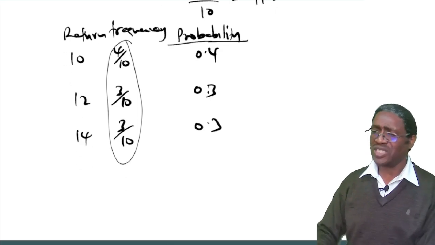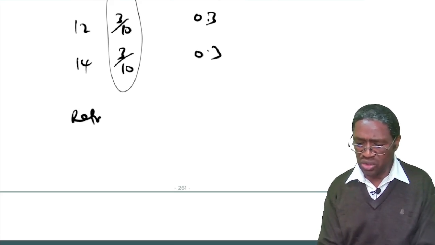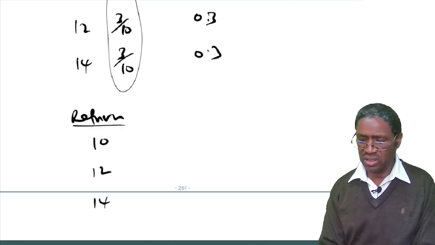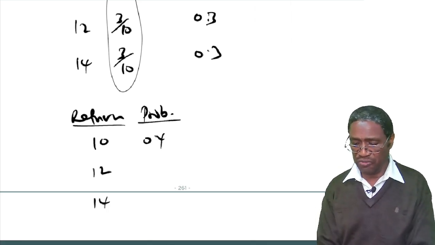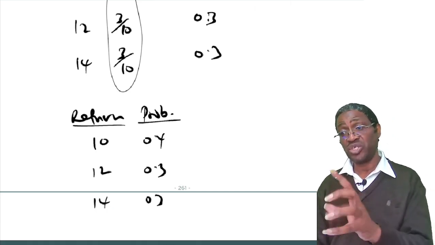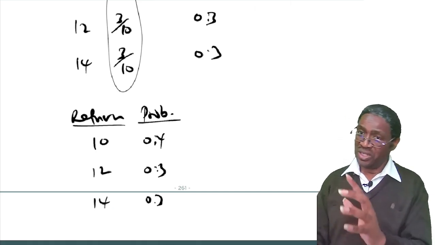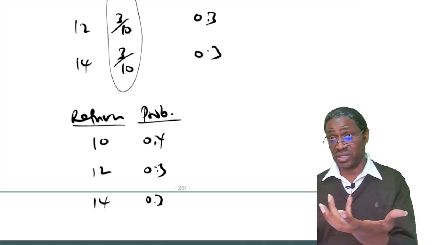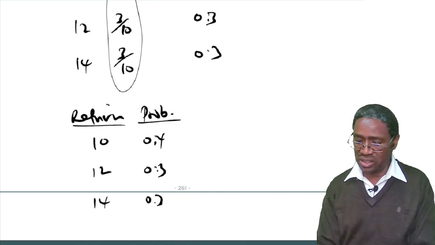What I'm trying to say is, sometimes the examiner just gives you the following data. He tells you the return of this investment was 10, 12, 14, and the probability of these returns was 0.4, 0.3, 0.3. Calculate the average return, or the mean. I have just told you probabilities represent the frequencies. So to get the mean, this is X.